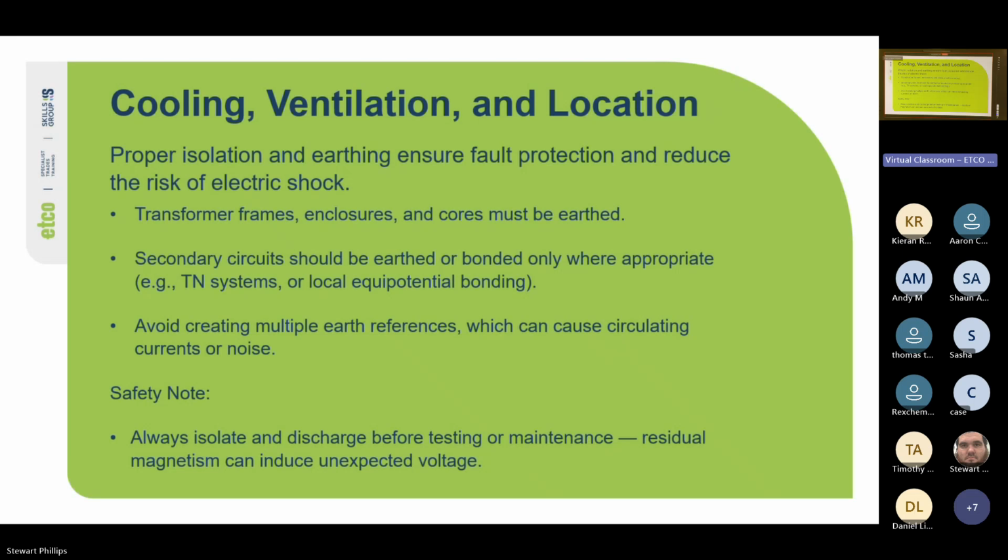And just as a safety note, always isolate and discharge before testing or maintenance. Residual magnetism can induce unexpected voltages. So we must make sure we earth and bond our metal frame and our transformer star points correctly. But we need to make sure if we disconnect the transformer, we isolate and discharge it, because the magnetism inside those things is pretty strong and it will keep creating residual voltages for a while until it's shorted out on one side.